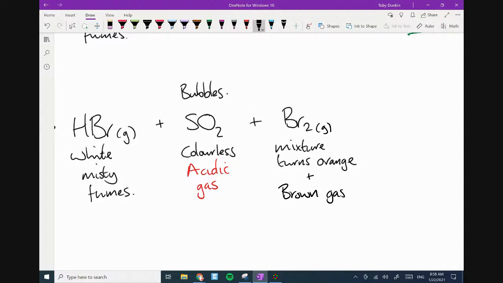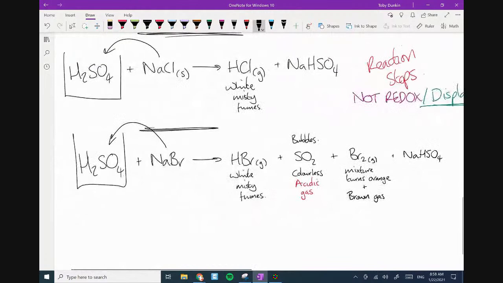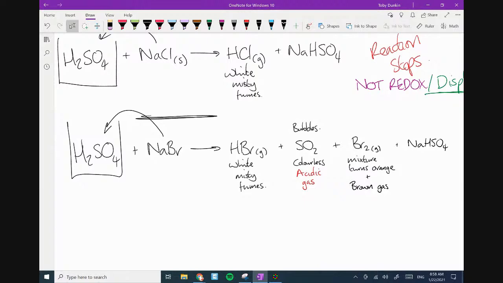No further reaction happens, but it will just continue to do this until all the sulfur has been turned into SO2 and all the bromide has been turned into bromine. That makes sense. It'll just continue to chew through it until these products are all done. By the way, we also get sodium hydrogen sulfate. You realize that, guys, balancing this, oh dear, this is going to become messy. Now, at this point, guys, I need to point something out.